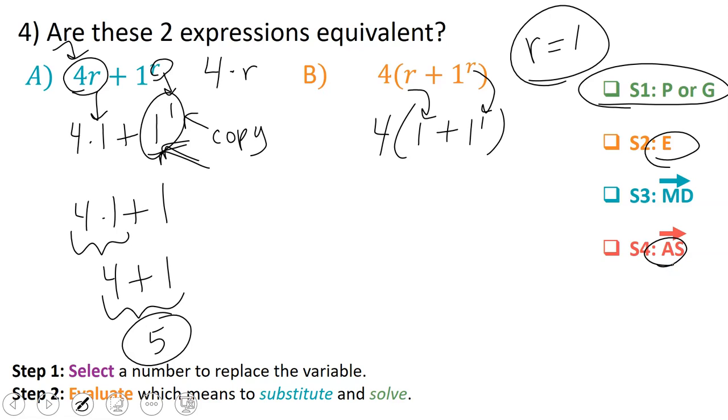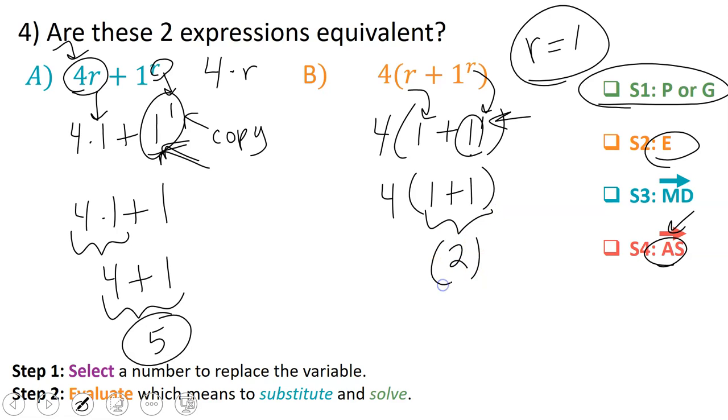So 1 to the power of 1, well, the exponent tells you basically how many copies of the base that you need, and you only need 1 copy of the base, so that would be 1. 1 to the power of 1 is just 1. And then I would move on to the addition and subtraction next inside the parentheses. 1 plus 1 is equal to 2. And then once I've simplified the parentheses, I can move on to the next step, which is multiplication. And I'll multiply 4 times 2, and I'll get 8.